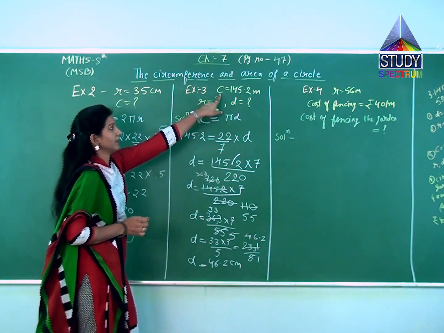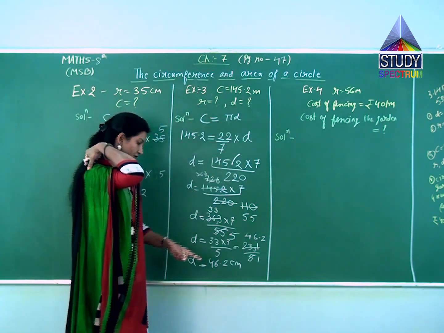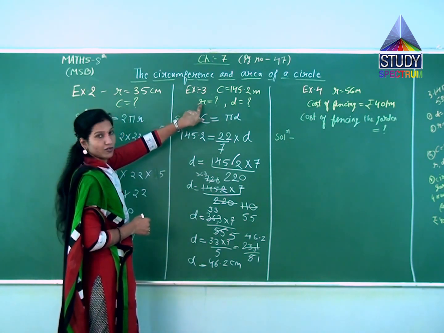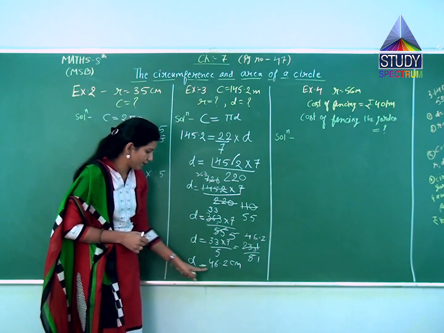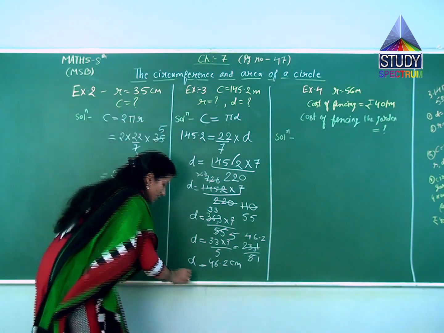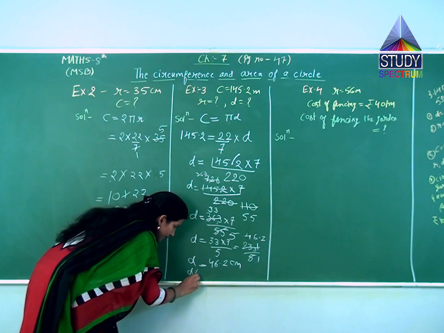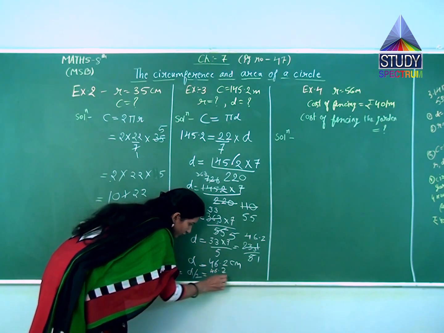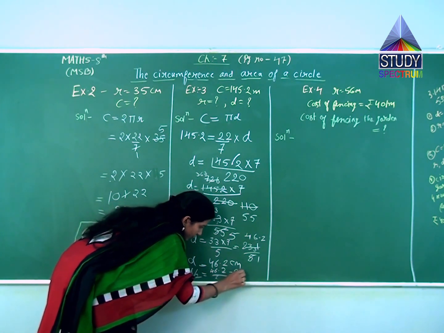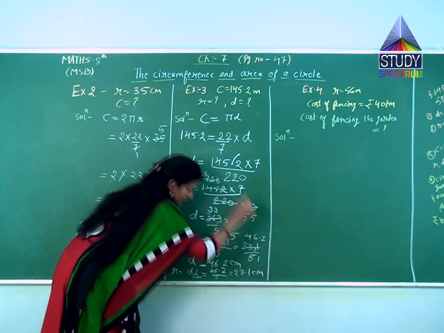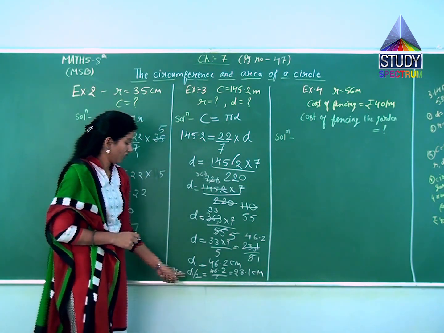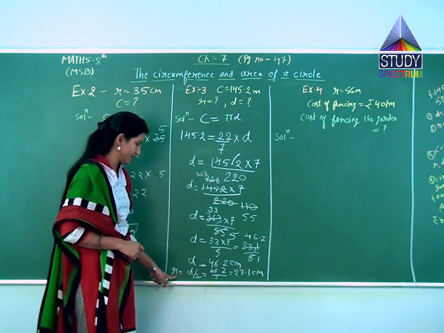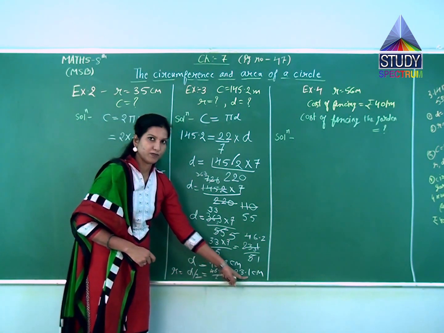meters, because the circumference is given in meters. Now we have our diameter, but we have to find the radius also. So the radius will be half of this diameter. So our radius will be D by 2, and 46.2 by 2 will be equal to 23.1 centimeters. So our answer for this question is diameter is 46.2 and the radius is 23.1.